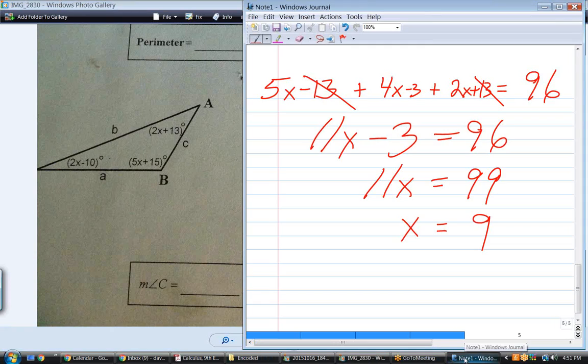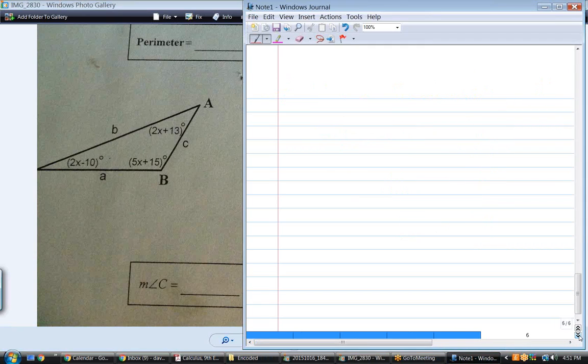So, what equation can we write? What do we know about the sum of the angles of a triangle? They equal 180 degrees. So it would be 2x plus 13. And I know I'm adding everything, so I'm not even going to put the parentheses. Plus 5x plus 15, plus 2x minus 10 equals 180.